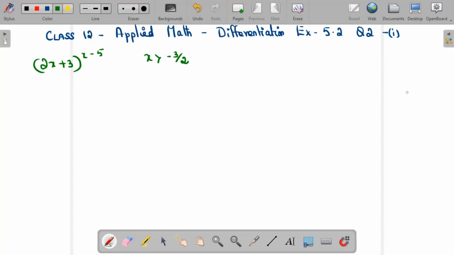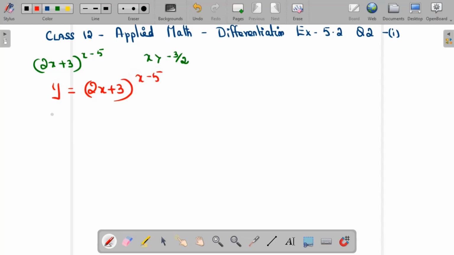In this video, let's see quick solutions for exercise 5.2, the second question, first subdivision. Differentiate (2x + 3)^(x - 5), given x is greater than or equal to -3/2. Now let's equate this whole expression as y. So y is equal to (2x + 3)^(x - 5).